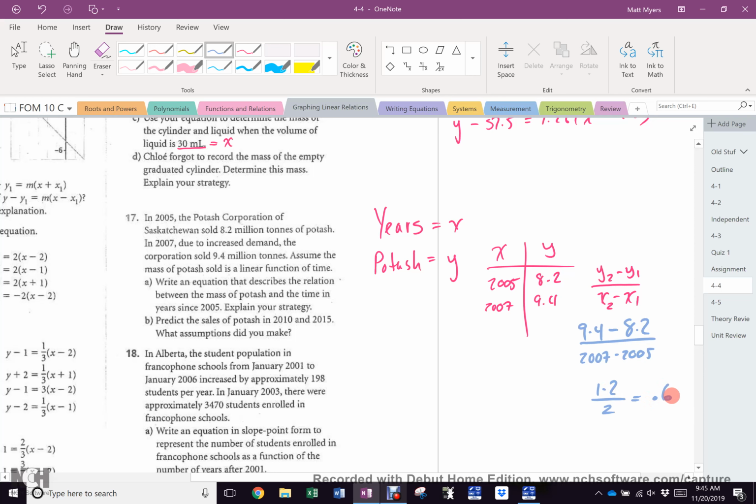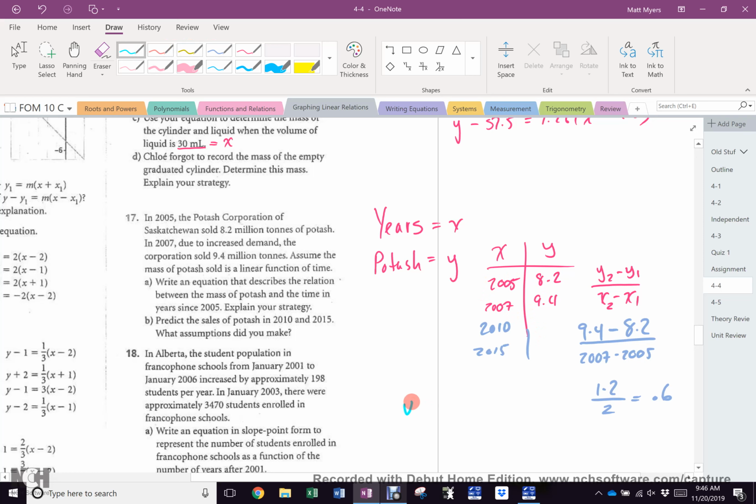What does that slope mean? For every year, how much more potash is Saskatchewan selling? 0.6 million tons, right? Okay, so now I want to know the sales of potash in 2010. Where does that 2010 go? On the X. Do I know the Y? No. And I also need 2015. Do I know the Y? No. So I better come up with a formula, yes? Do I have points? Do I have a slope?